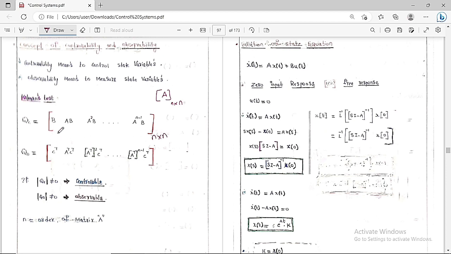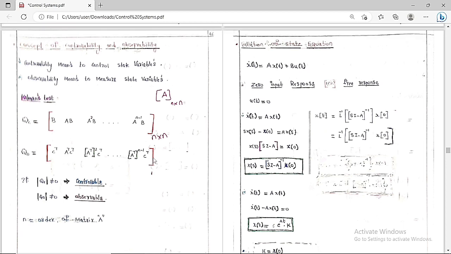Similarly, the observability matrix: replace B by C transpose and replace A by A transpose. We are going to get [C transpose, A transpose C transpose, (A transpose) squared C transpose, up to (A transpose) to the power of n minus 1 into C transpose]. So it is also an n by n matrix. Replace B by C transpose and replace A by A transpose, then we are going to get the observability matrix. It is also an n by n matrix. See, in the alphabet ABCD, C comes earlier than O. Therefore, this is controllable and this is observable.